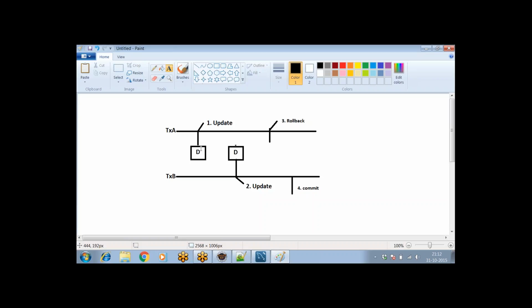Because the locks are implemented. A writing transaction obtains a write lock, an exclusive write lock. Exclusive write lock means it will not allow a shared write lock. It will not allow the other transactions to write the data. A writing transaction basically obtains a lock.